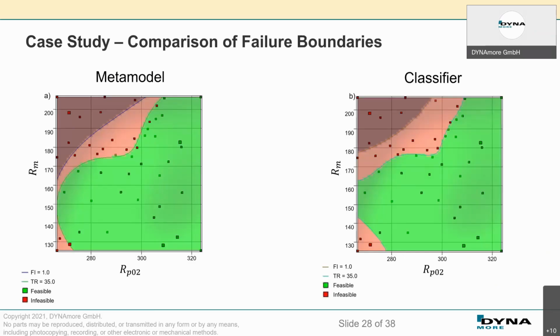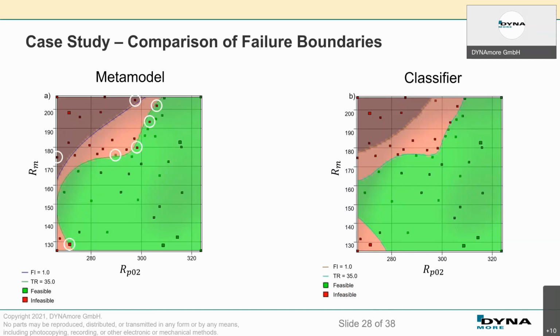We used both metamodel and classifier approximations here to approximate the failure boundaries for the 2 constraints we specified. Of course, we also want to know if the results are more or less the same or totally different, and which approximation might give better results than the other. So here we compare the metamodel approximations on the left, the constraint boundaries we get using the metamodel approximations, and on the right the classifier approximations of the failure boundaries.